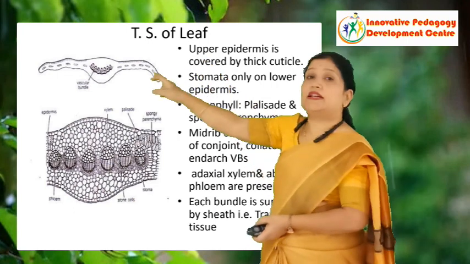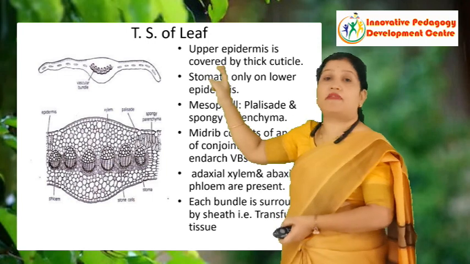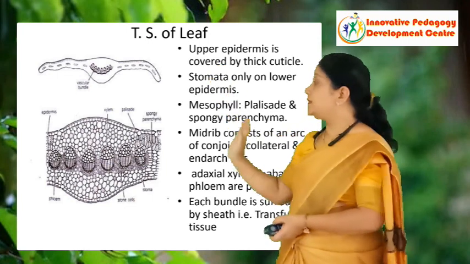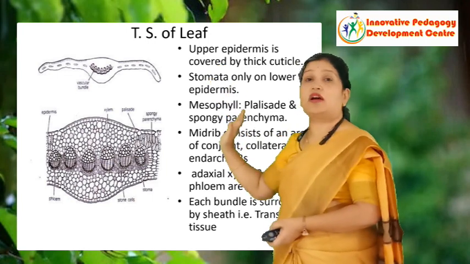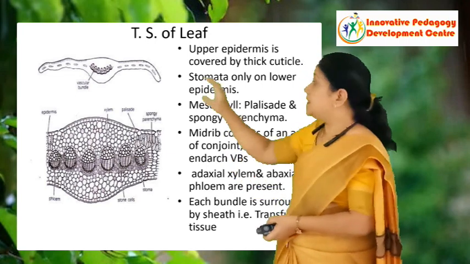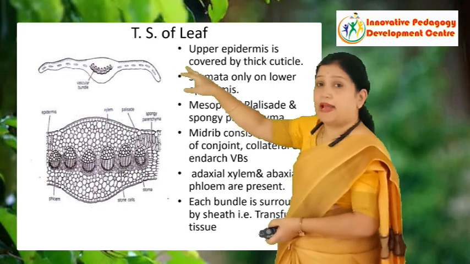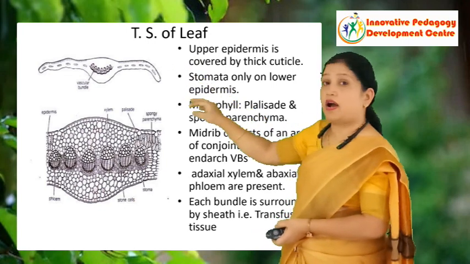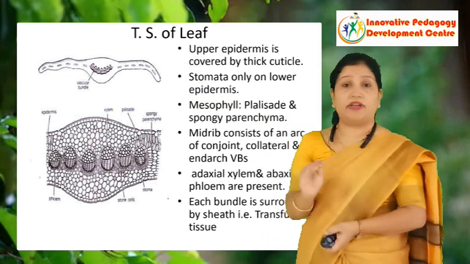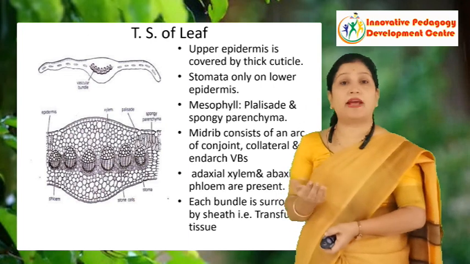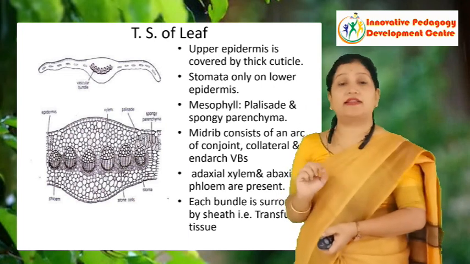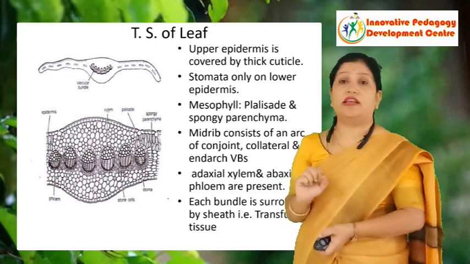The upper epidermis is covered with a thick cuticle, and the stomata are restricted only to the lower epidermis. You will see in the mesophyll region elongated palisade and spongy parenchyma. Such discrimination of palisade and spongy parenchyma is again the characteristic feature of the dicot leaf.